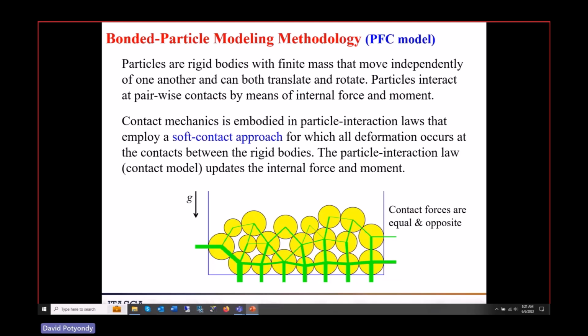In reality, then, what we have is particles and contacts, and so the proper science of that is contact mechanics, right? That is done in PFC by basically allowing these things to overlap. We call this a soft contact approach. And as they overlap, we put in springs. And so all of the action happens at the contacts. All of the deformation happens at the contacts.